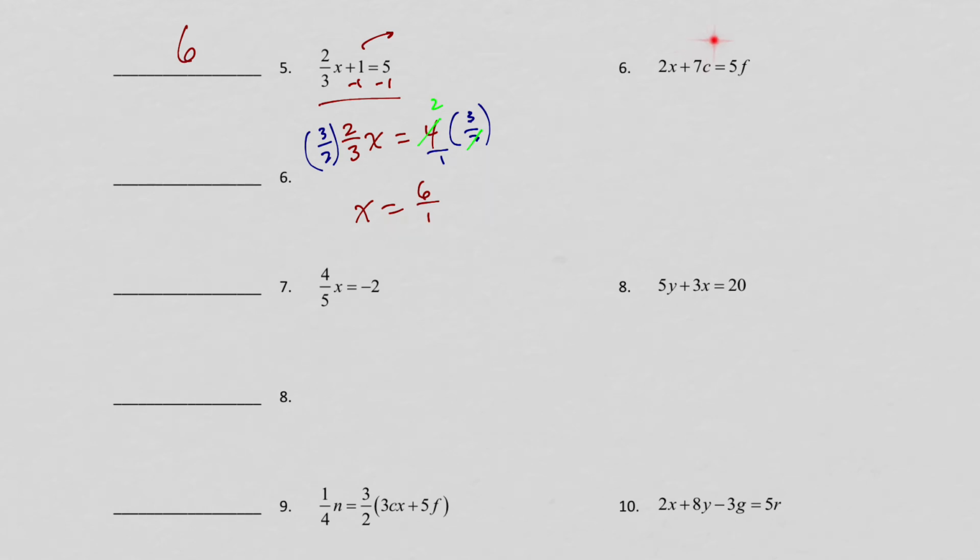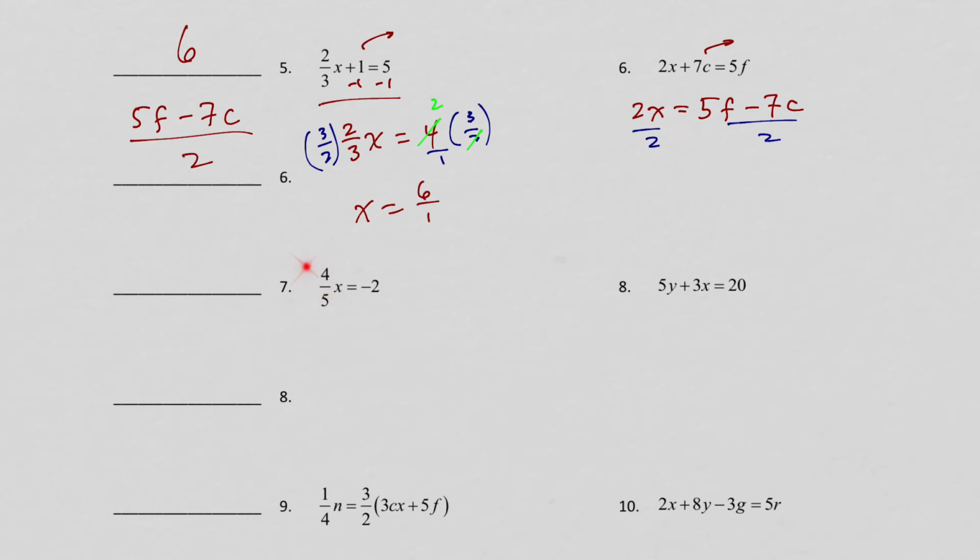Here I'm going to solve by moving the c over. And I'll have 2x is equal to 5f minus 7c. And then I'll divide each side by 2. And we're going to get x is equal to 5f minus 7c all over 2.